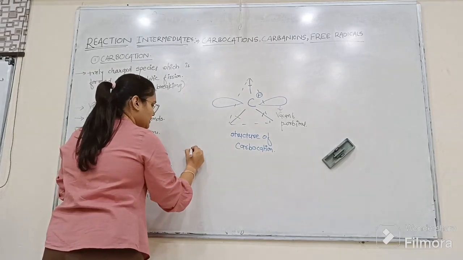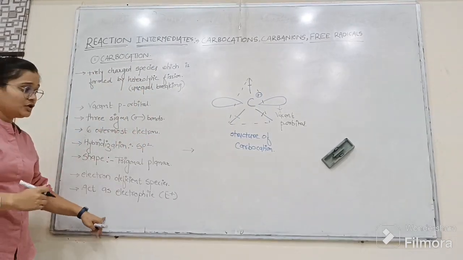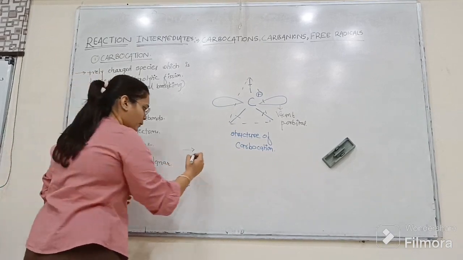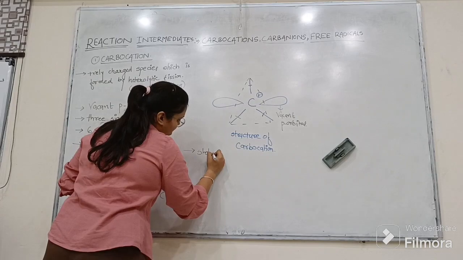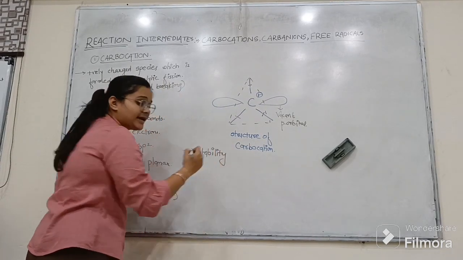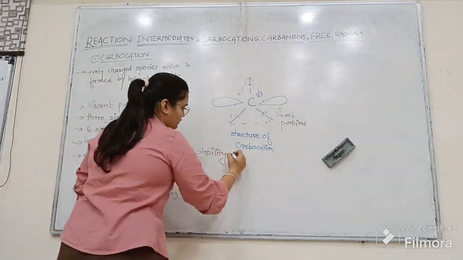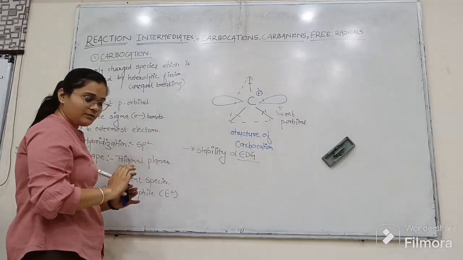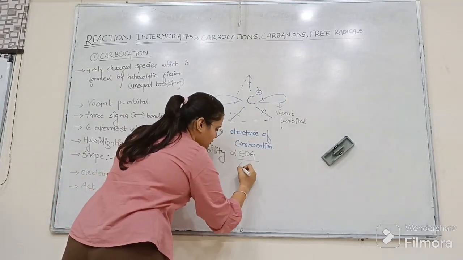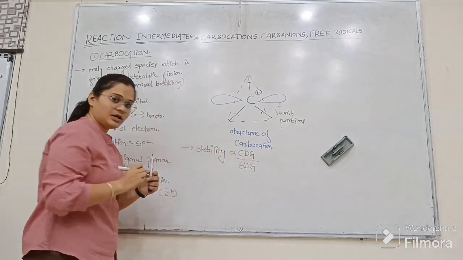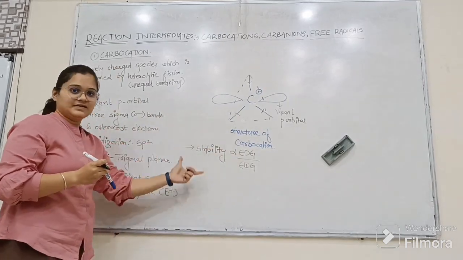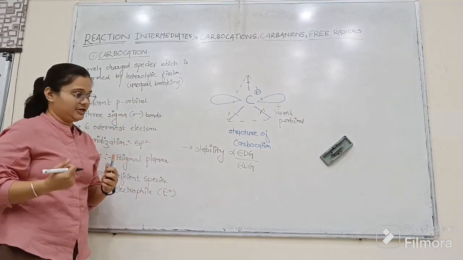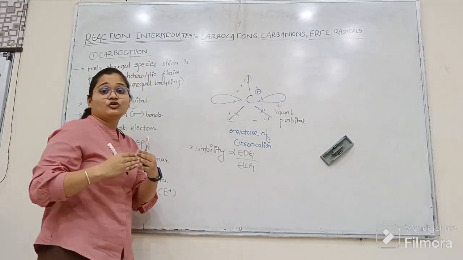As it is electron deficient, I will require electron donating groups to increase its stability. So stability will be directly proportional to the electron donating groups, whereas it will be inversely proportional to the electron withdrawing groups. Electron donating groups will increase the stability of carbocations, whereas electron withdrawing groups will decrease the stability.